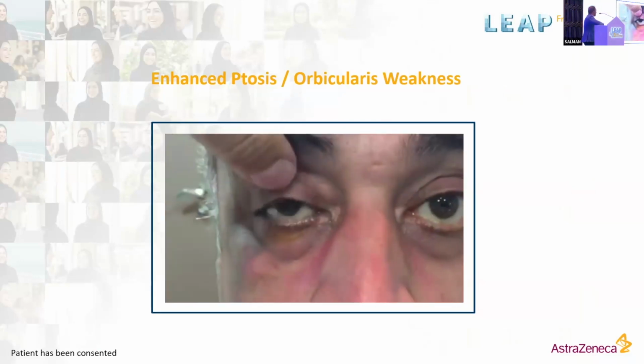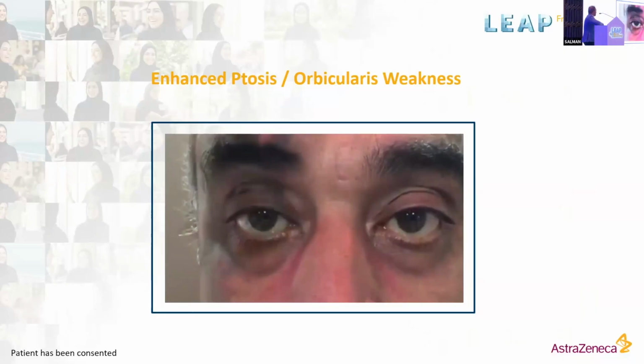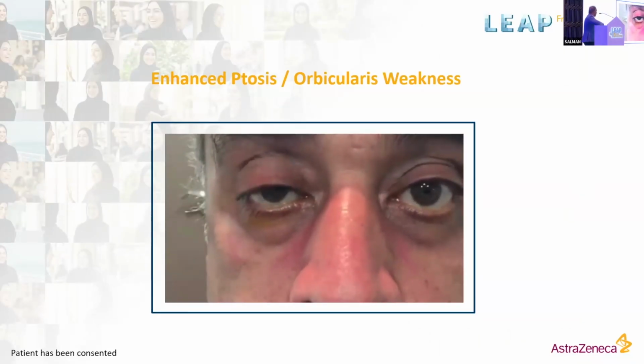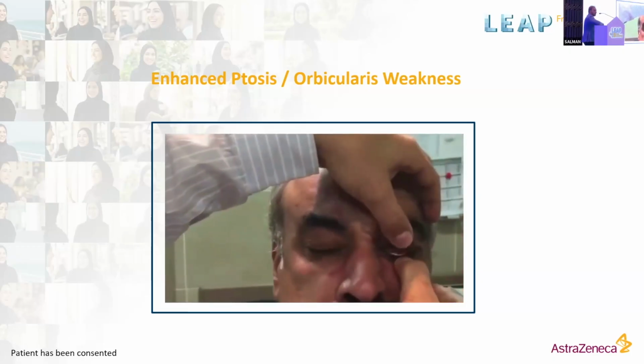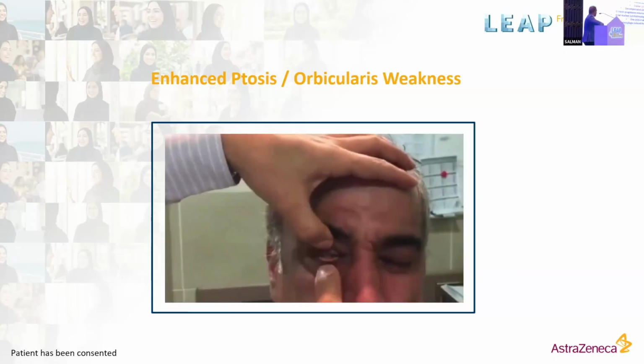If you lift the right eyelid, the left eyelid drops because of Hering's law. So this is the curtain sign, and this patient also had orbicularis weakness, which is another important sign of ocular myasthenia.